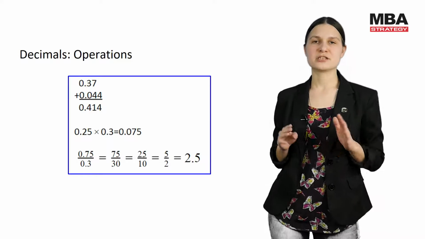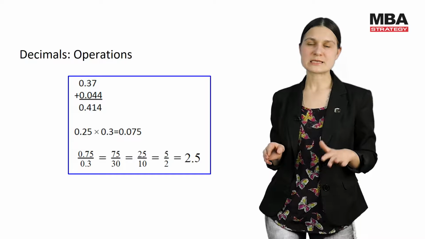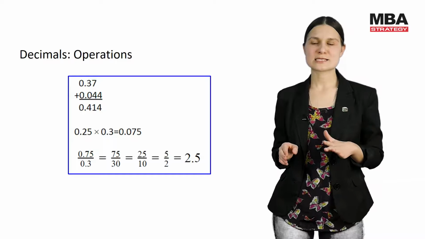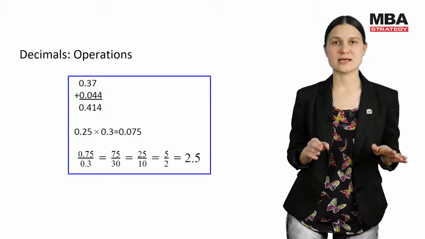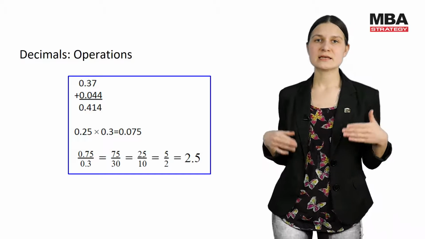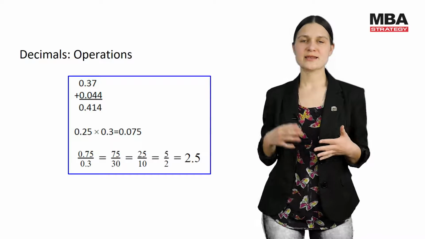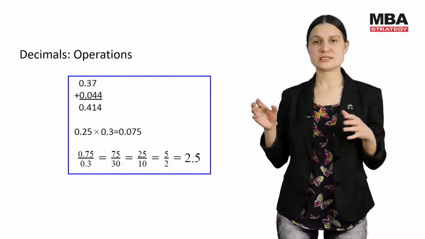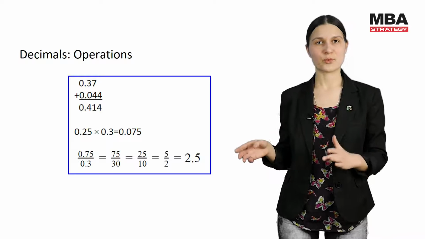And the last thing is division of 2 decimals. To divide 2 decimals, the best way is to write them as a fraction and then multiply it by 10, 100 or 1000 just to get rid of the decimal point.